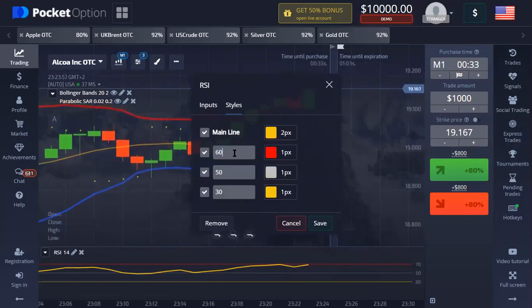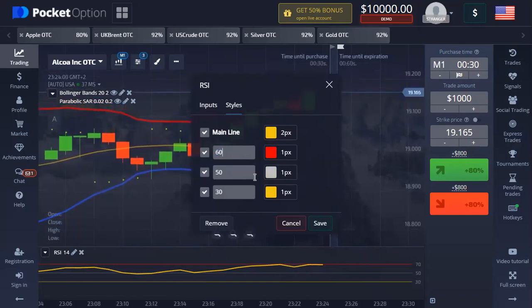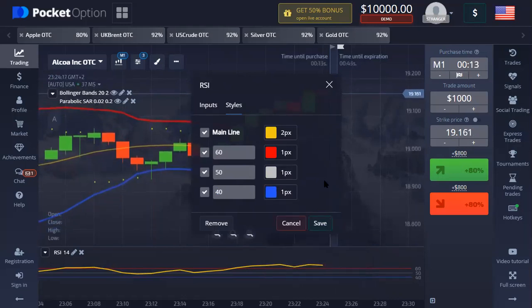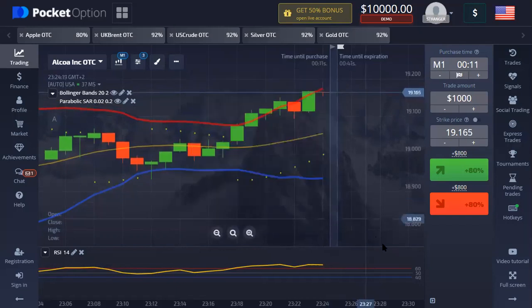Then that value is gonna be 60. Okay. The next one is 50. You can keep that line as white. That's just really to know where your 50 line is. And then this last value is going to be 40. And I'm going to make that line blue. All right. That line blue. So then you're going to click save, and essentially it should look somewhat like this, right?